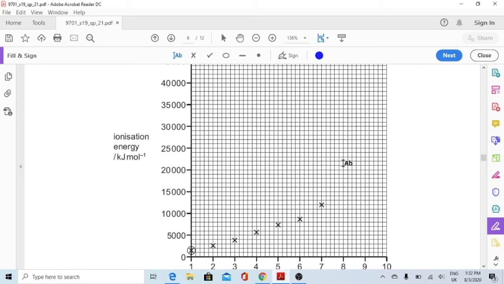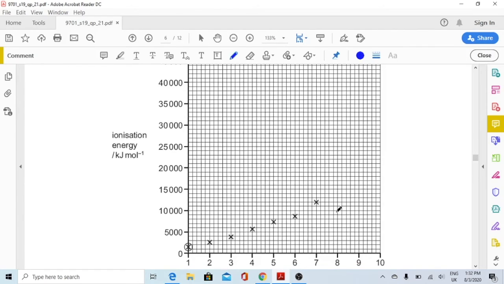Since you all know that argon is a noble gas, which means it has a complete outermost shell. Its outermost shell should have 8 electrons, which means its 8th ionization energy must be very similar to its last 7. So we will draw the 8th ionization energy somewhere over here.